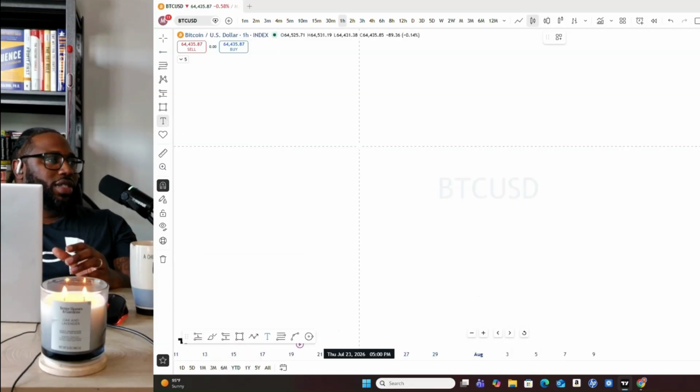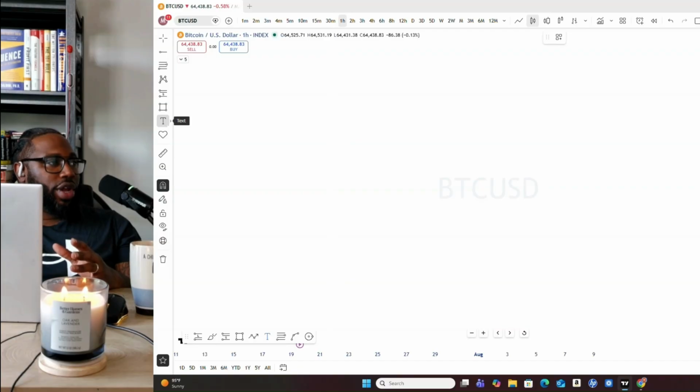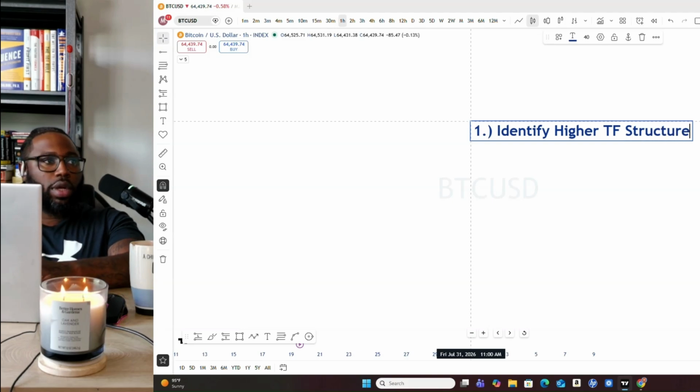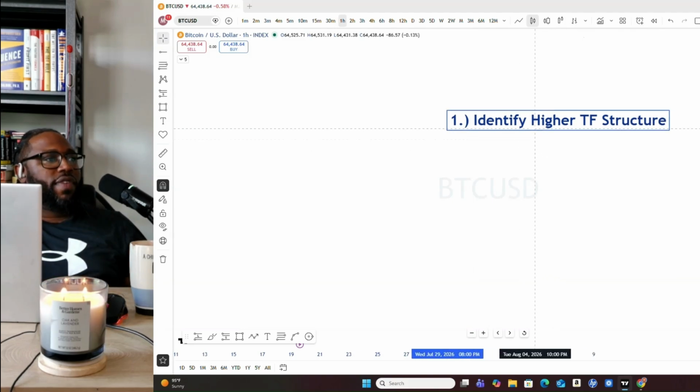So step one of this process is actually the easiest for Forex traders to master once they understand some of the rules, and that is to identify your higher time frame structure. Okay, so step one is identify higher time frame structure. Okay, now that's the very first part.